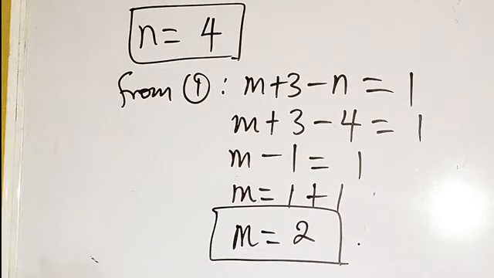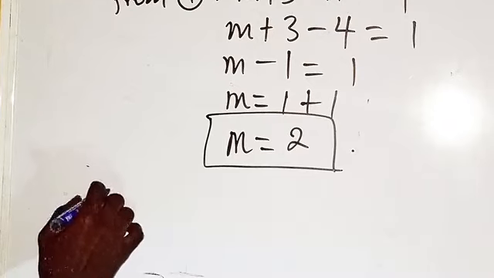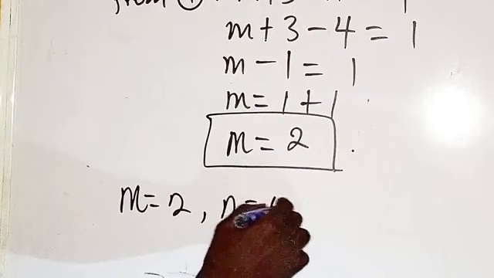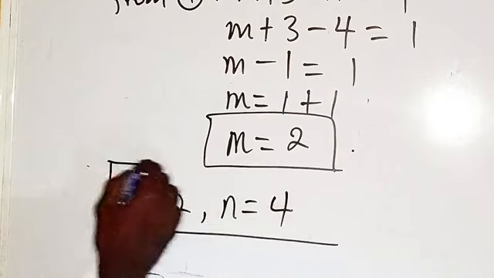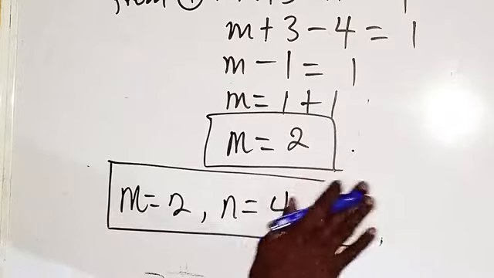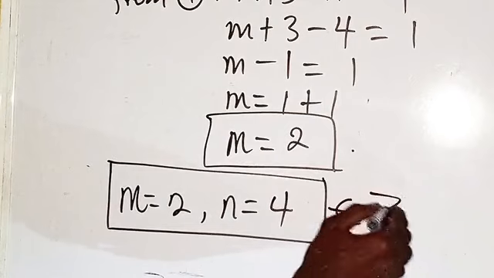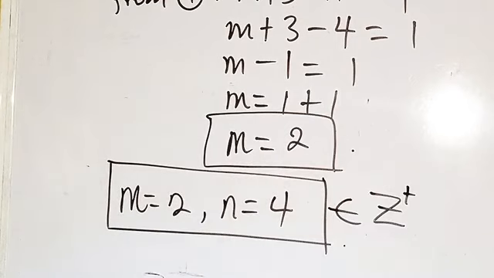Therefore, the solution is m equals 2 and n equals 4. And as you can see, they both belong to the set of positive integers. And that is the end of the class.